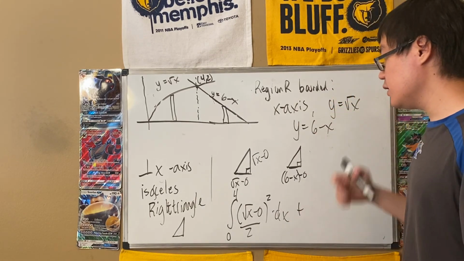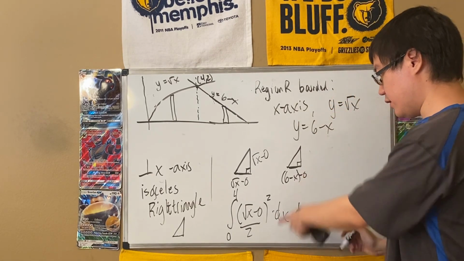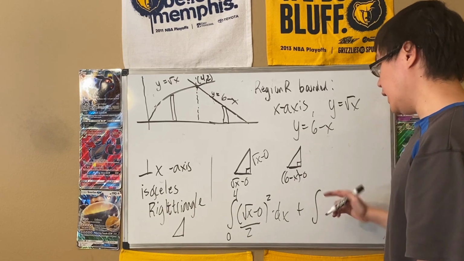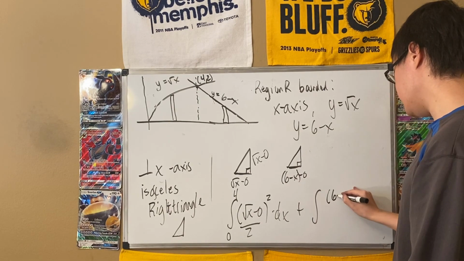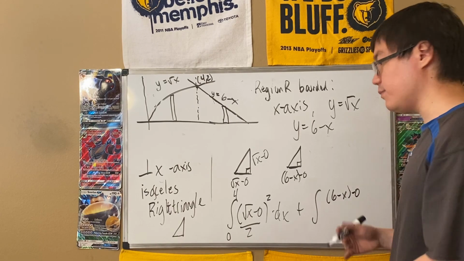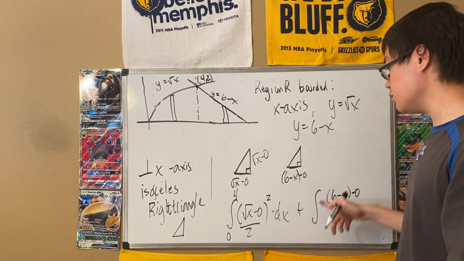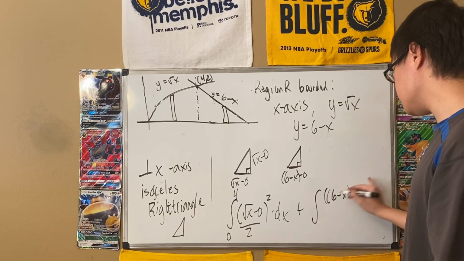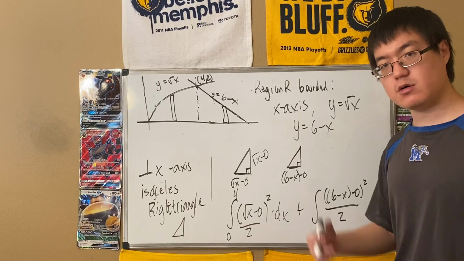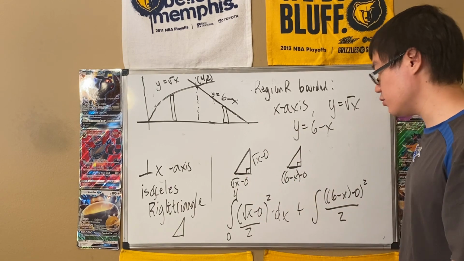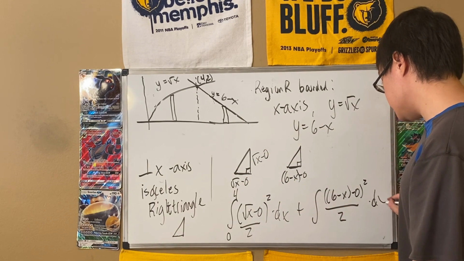Then we're going to add a formula for this guy right here. So it's going to be the integral. It's still base times height divided by 2. So it's base times height, 6 minus x minus 0. But because we're dealing with an isosceles right triangle, the base and the height are the same. So I'm just going to square this. Then I'm going to divide by 2 because we're dealing with a right triangle. Base times height divided by 2.